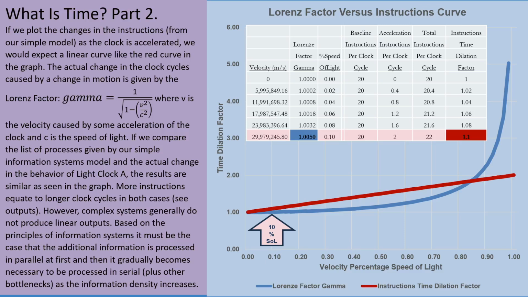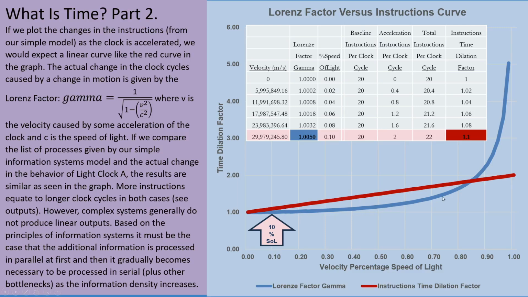More instructions equate to longer clock cycles in both cases. However, complex systems generally do not produce linear outputs. Based on the principles of information systems, it must be the case that the additional information is processed in parallel at first, and then it gradually becomes necessary to be processed in serial as the information density of the system increases. And here we see the two curves.